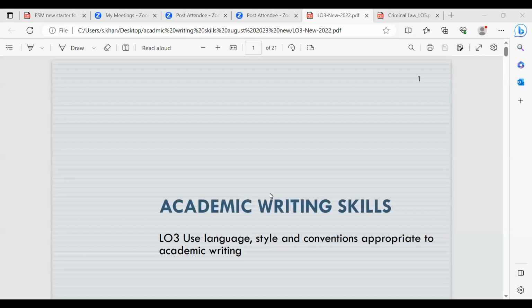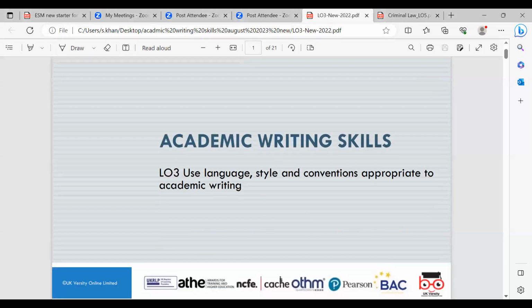Okay, so we'll start the session. My name is Shazia Khan, and this is Academic Writing Skills and Learning Outcome 3. We'll be going through Learning Outcome 1 and 2 more tomorrow, okay? So you've all got an idea, because I think some of you missed the session last week. Learning Outcome 3: to use language, style and conventions appropriate to academic writing, okay?